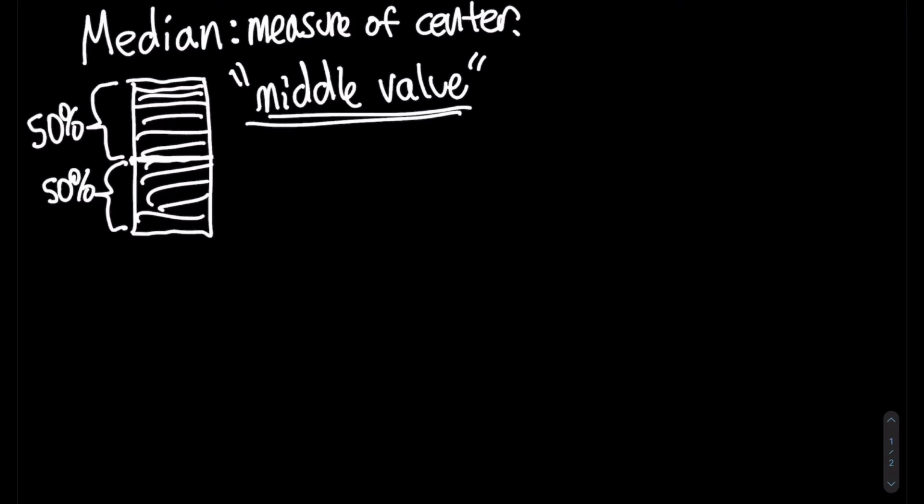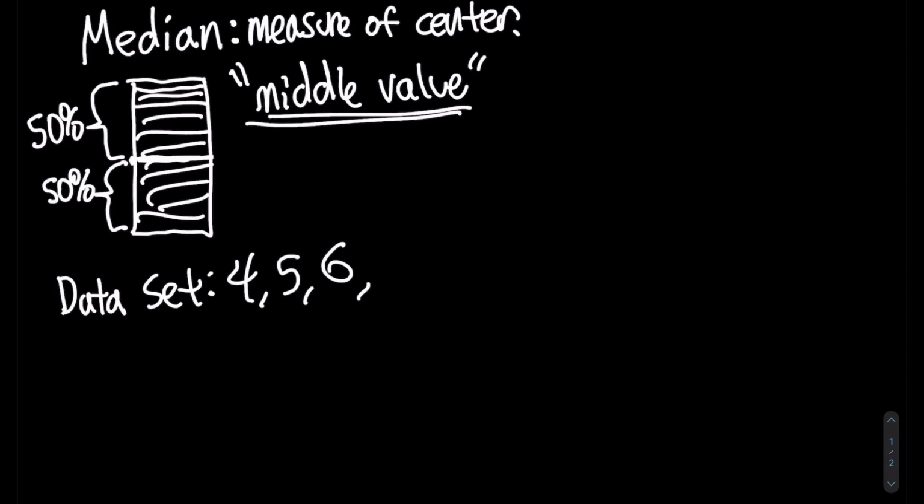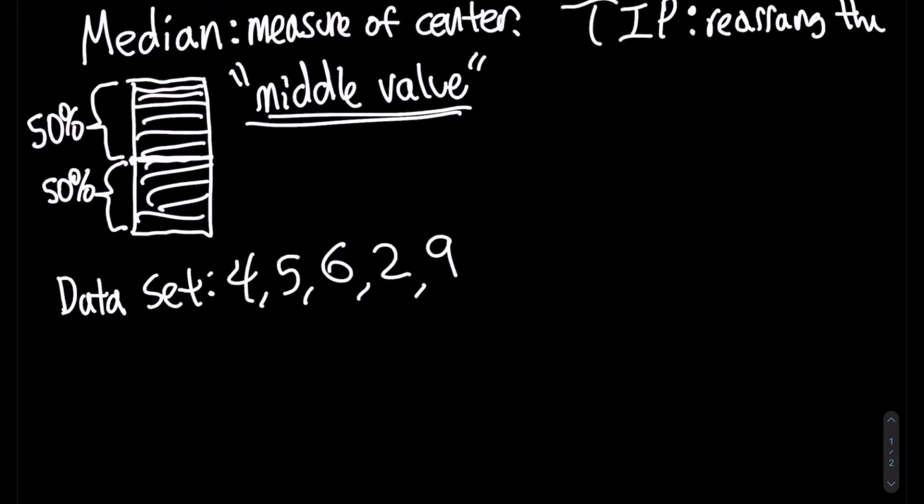Okay, so let's look at an example here. I'm going to use this data set: 4, 5, 6, 2, and 9. Okay, so my biggest tip when solving for the median in any problem is to rearrange the set. Ooh, misspelled it there. Rearrange the set, so it goes from smallest to highest, in this order. So let's rearrange the set here. Of course, smallest is 2, next is 4, 5, 6, and 9.